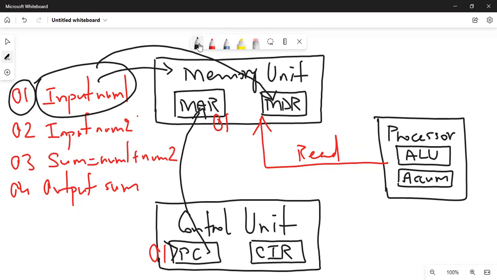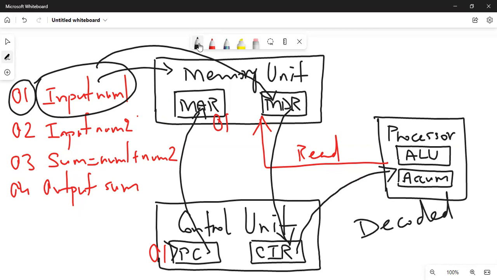Now from the MDR, this instruction, input num1, will go inside the control unit's register, that is CIR, because CIR holds the current instruction being executed. From CIR, this instruction will move towards the processor, where it will be decoded. Decoded means that the CPU will understand what is meant by that instruction, and after that the instruction will be executed.